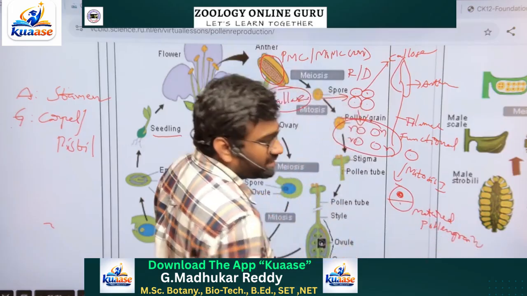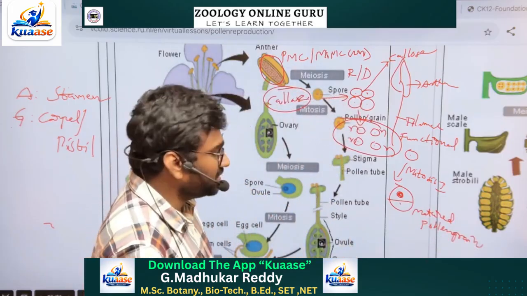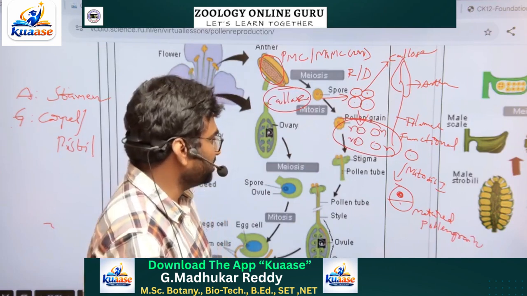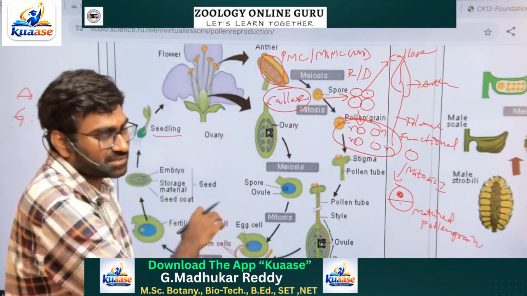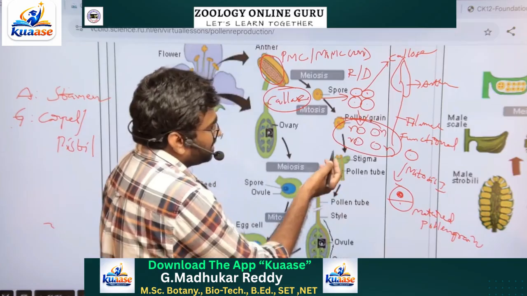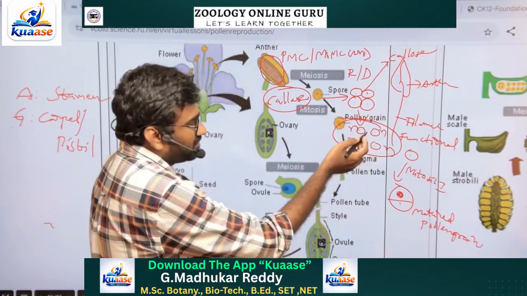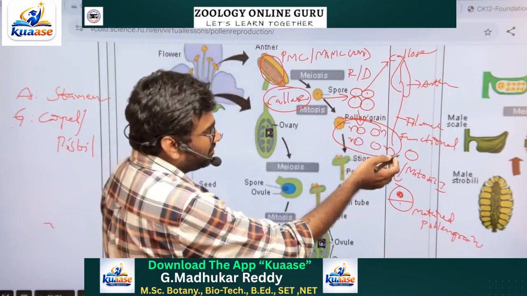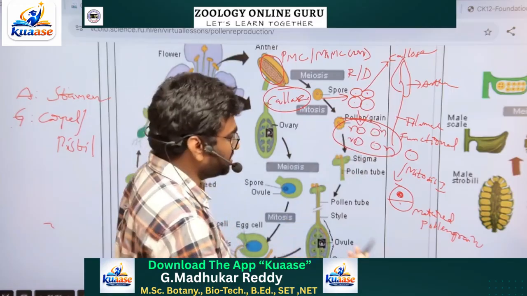We are going to talk in detail about the pollen grain structure in the pre-fertilization events, that is after completion of this life cycle, right. So here how many pollen grains are formed? 4 pollen grains are formed and all are active, all are functional.